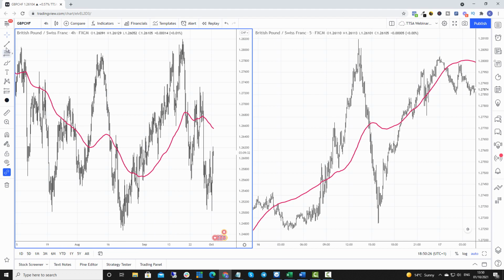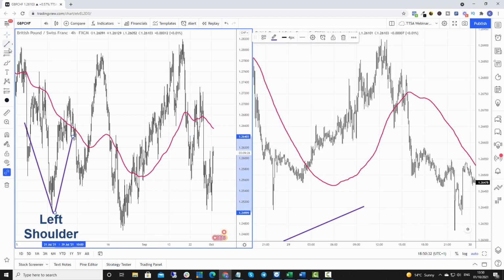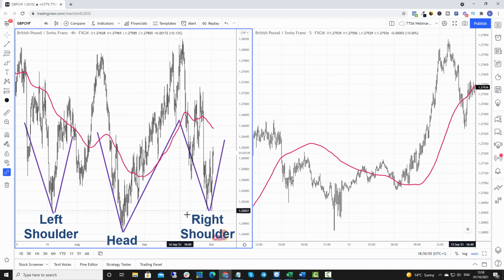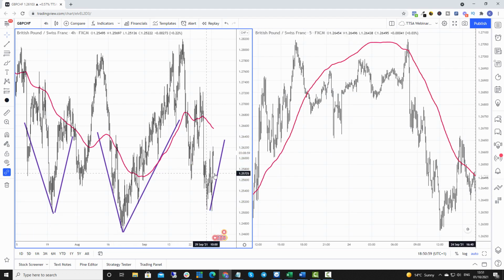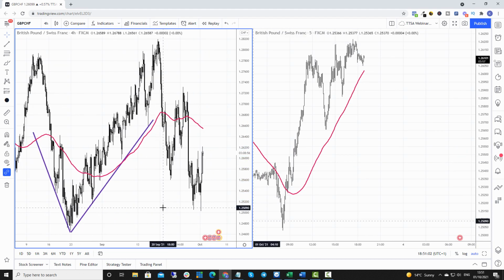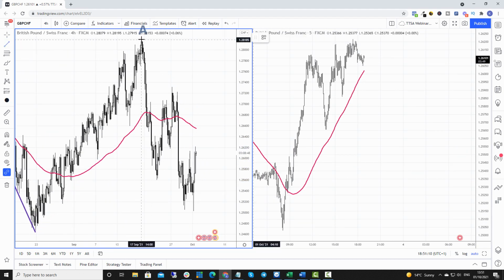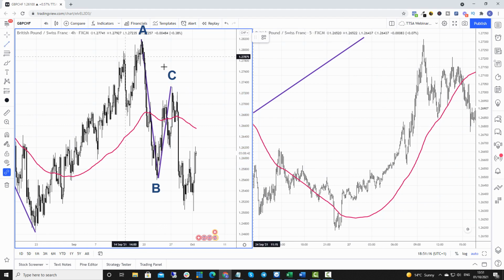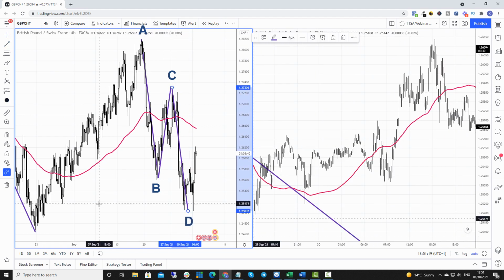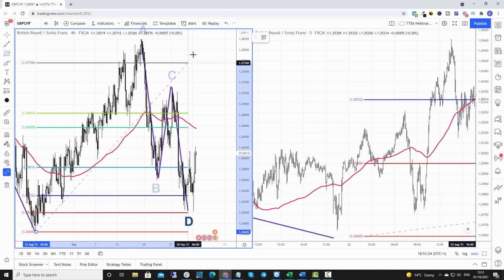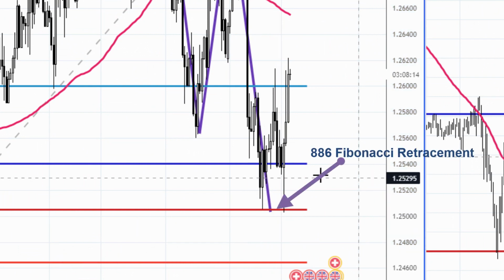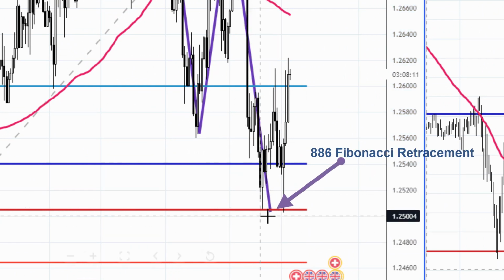Notice that what we have here is a left shoulder, head, and right shoulder. So we had a nice right shoulder coming in right here. What else have we got? Well, at the same time, at this point right here, we have an A, B, C, D. And that D point ended at an exact 886 retracement. So that's a Fibonacci 886 retracement ending right there.